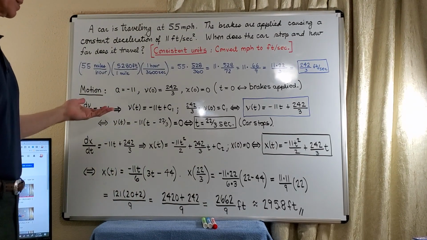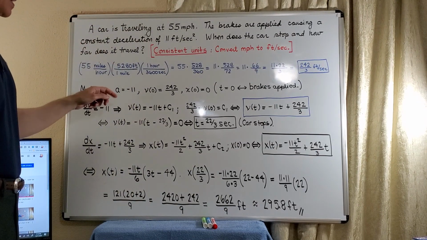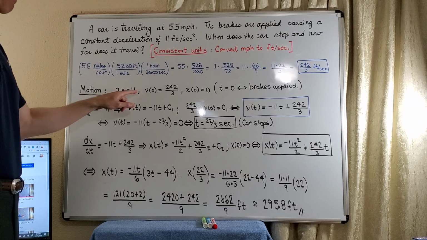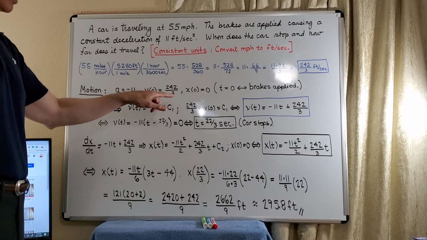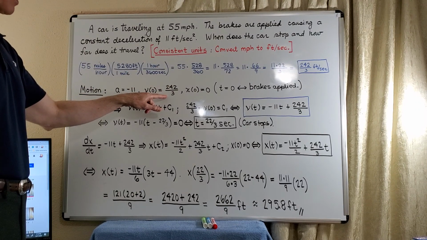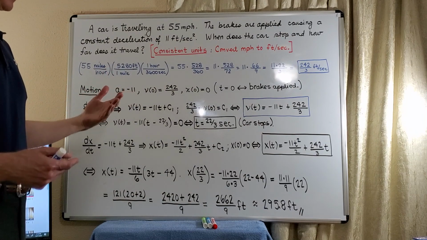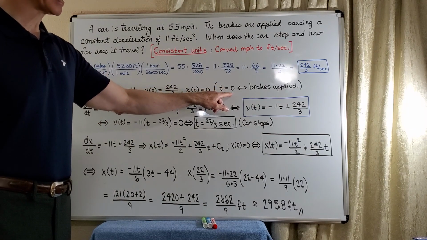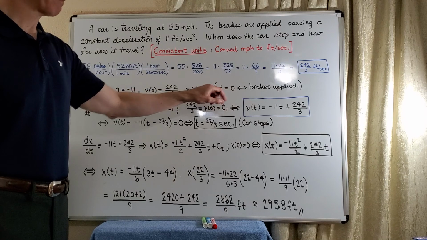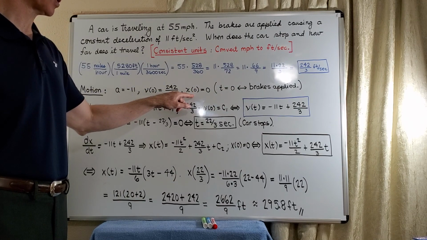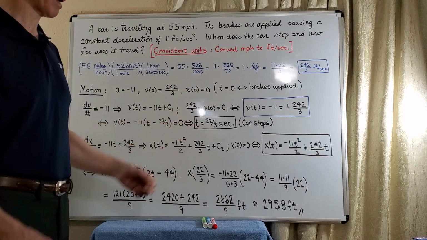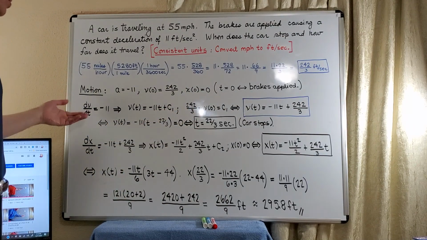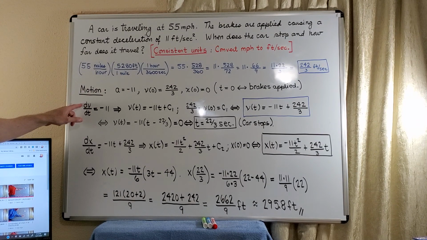Now, the motion we have from the hypotheses is that a is negative 11. We will take the initial velocity to be what we just computed, 242 divided by 3. And we're going to talk about the fact that we will start measuring time when the brakes are applied. So then that'll just give us a position at time t equals 0 equal to 0, just to make the problem simple to do.